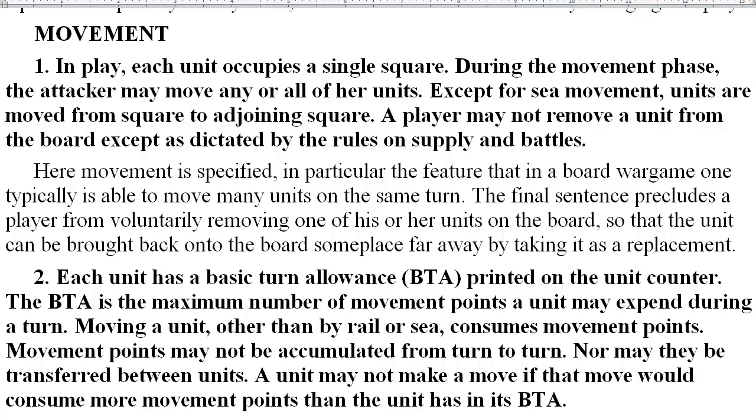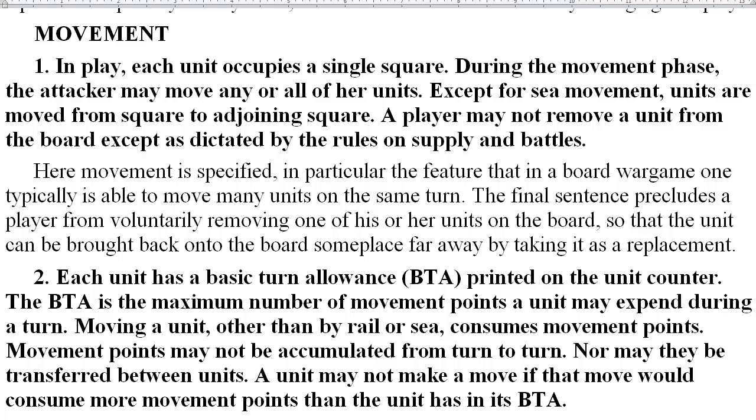How far can you move a unit? Each unit has a basic turn allowance, a number of movement points. The basic turn allowance tells how far you can move the unit using normal movement, up to restrictions imposed by terrain. Now, some of the restrictions are positive. Rail movement and sea movement let you move the units further than you would otherwise have been able to move them. Movement points appear afresh on every turn.